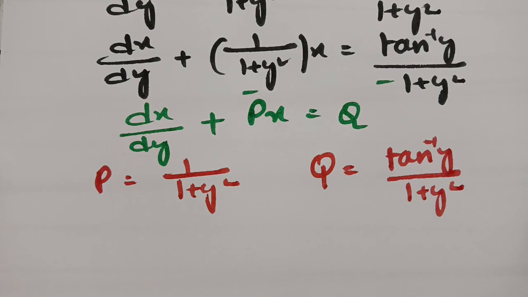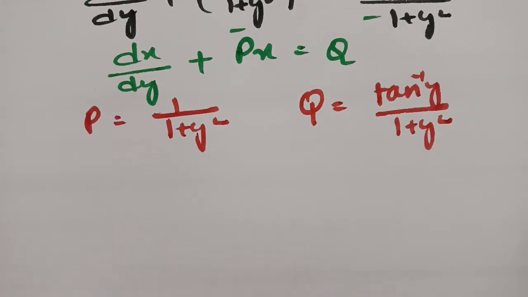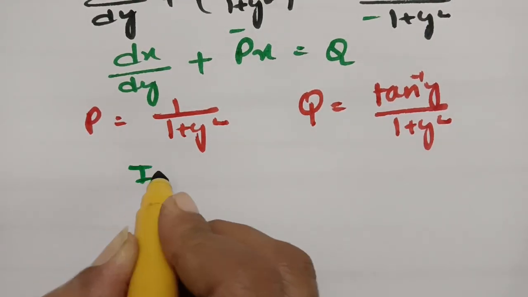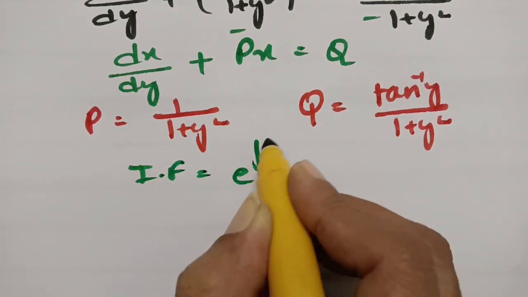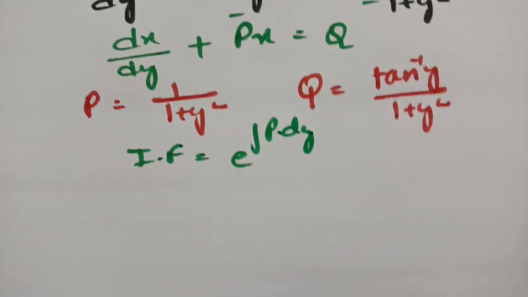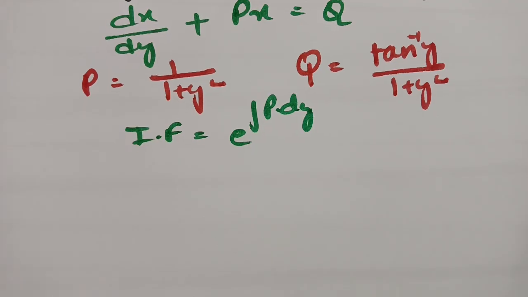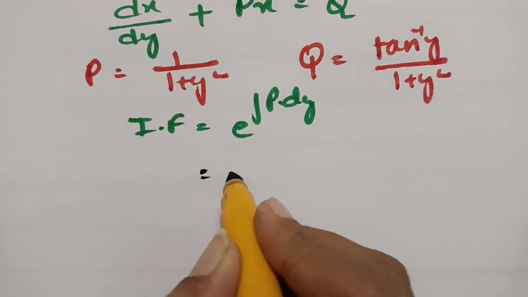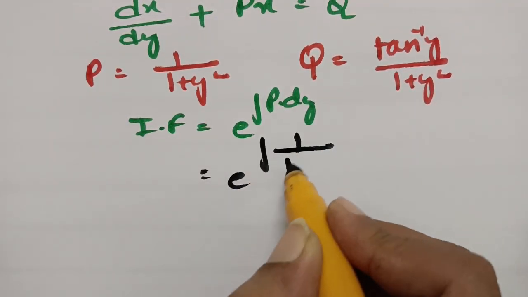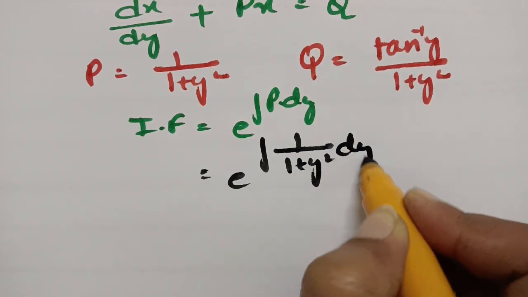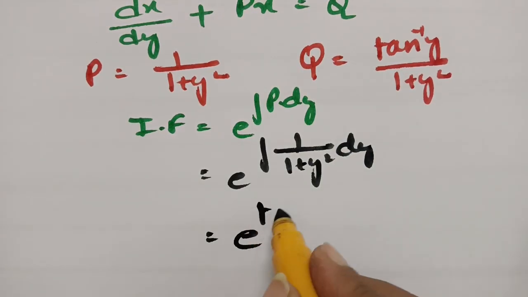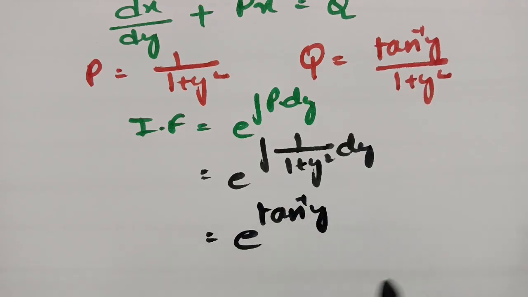Now what will be the integrating factor? Everybody knows, for an integrating factor, the value here is e power integral p into dy. So if I substitute each and every value here, what is p here? 1 by 1 plus y square dy, which is equal to e power tan inverse of y. So this is nothing but the integrating factor.